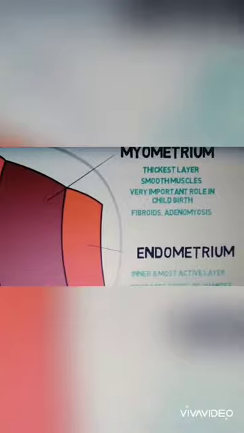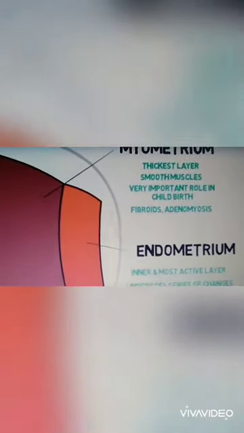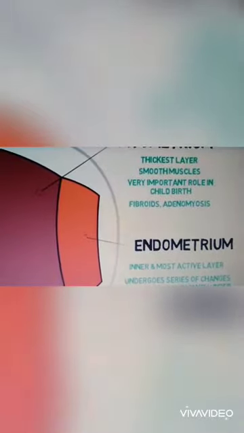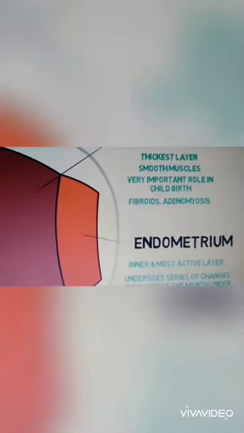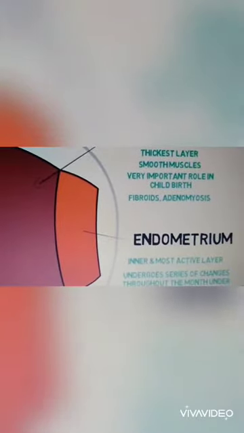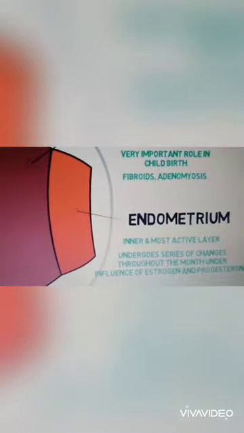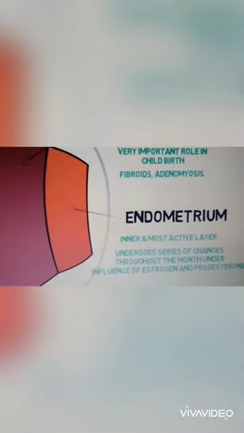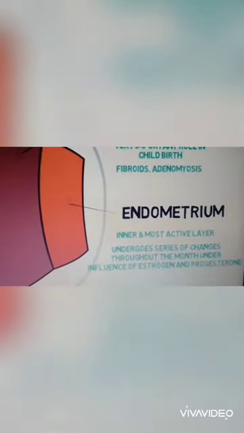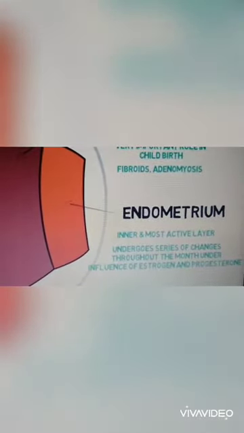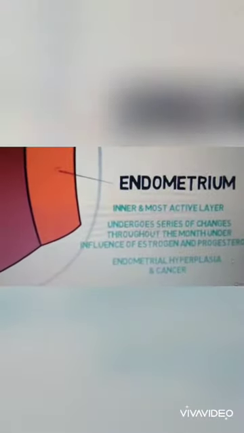And then the next one, the middle layer, is the myometrium. The myometrium is the thickest layer, and it is very important. It plays a very important role in childbirth. And fibroids and adenomyosis occur in this myometrium. And then the endometrium. The endometrium is the innermost active layer which undergoes a series of changes due to hormones like estrogen and progesterone in a month in females. It is a site for the development of endometrial hyperplasia and cancer.